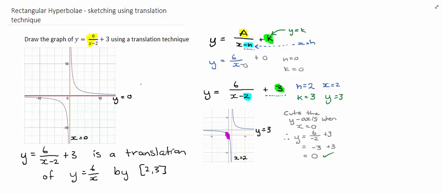So what we've just looked at here is how y equals 6 over x take 2 plus 3 is actually a translation of y equals 6 over x by 2, 3. So what that means is we've moved this graph 2 units across and 3 units up. And the way we do that to sketch it is we move our asymptotes across 2, up 3, and then sketch in that same shaped graph.